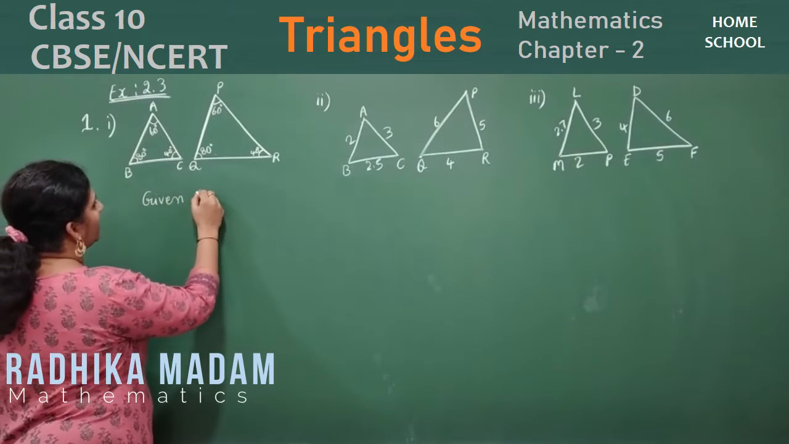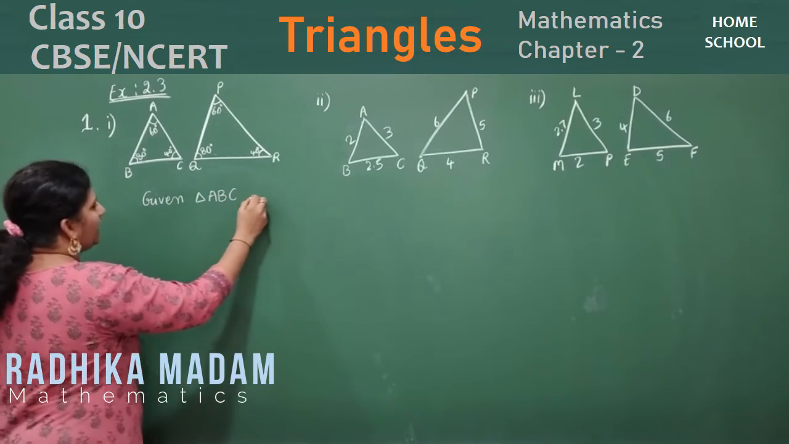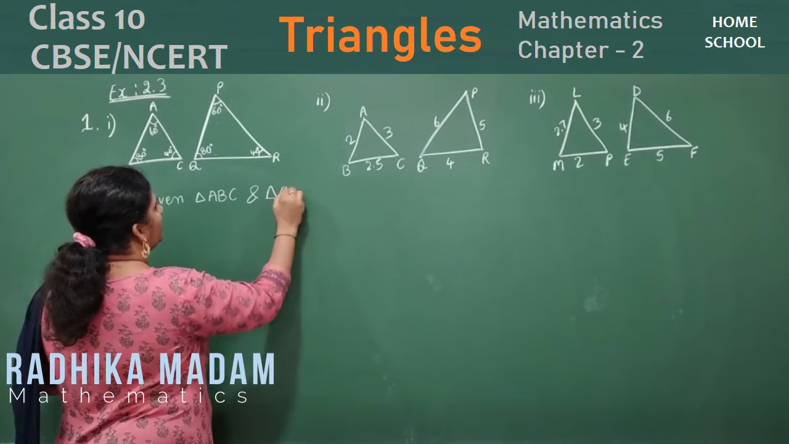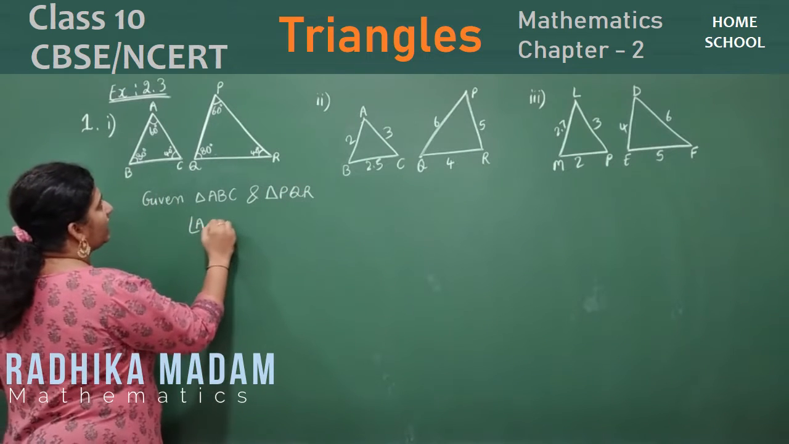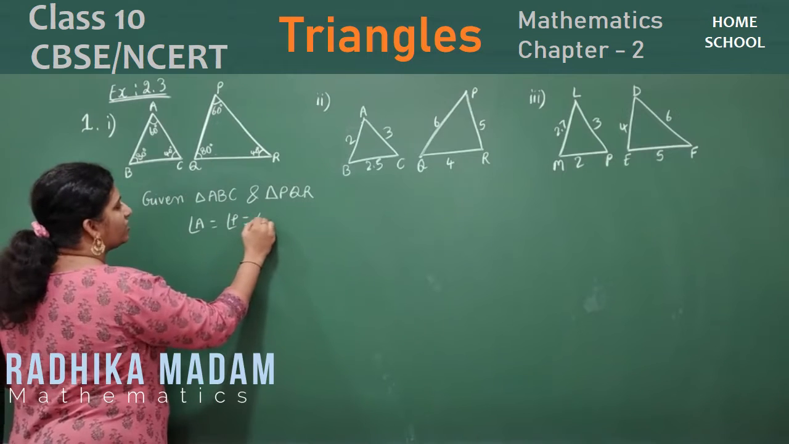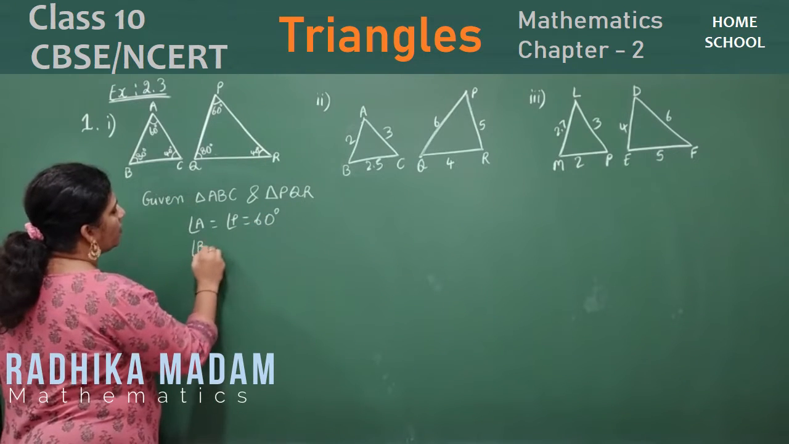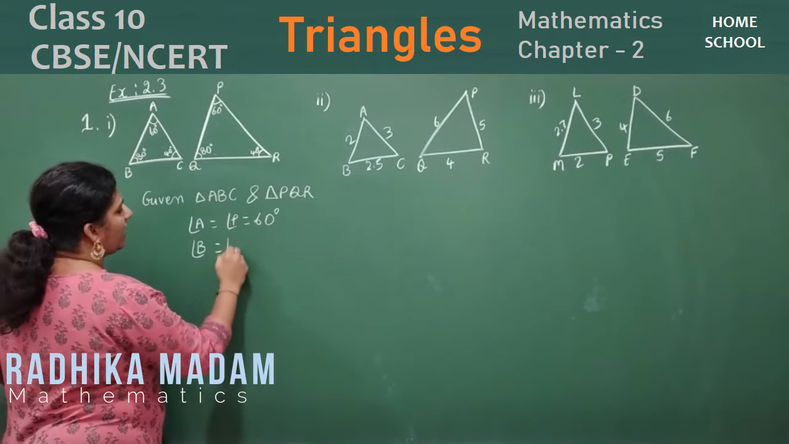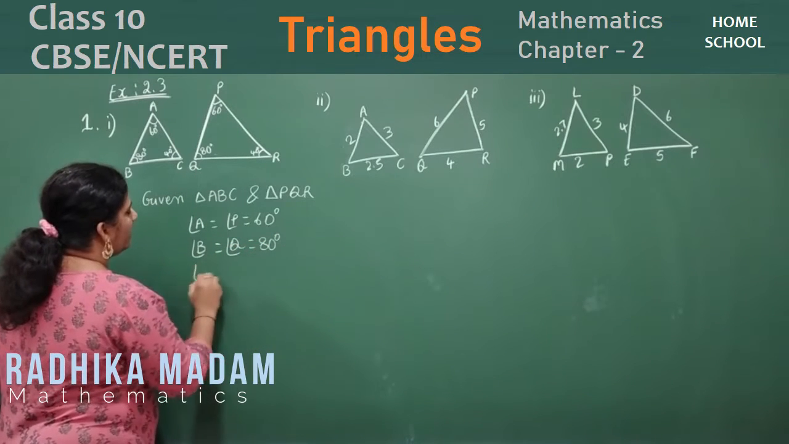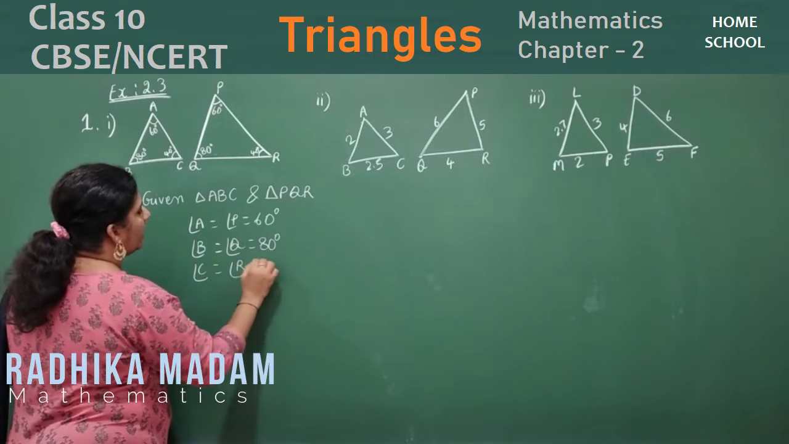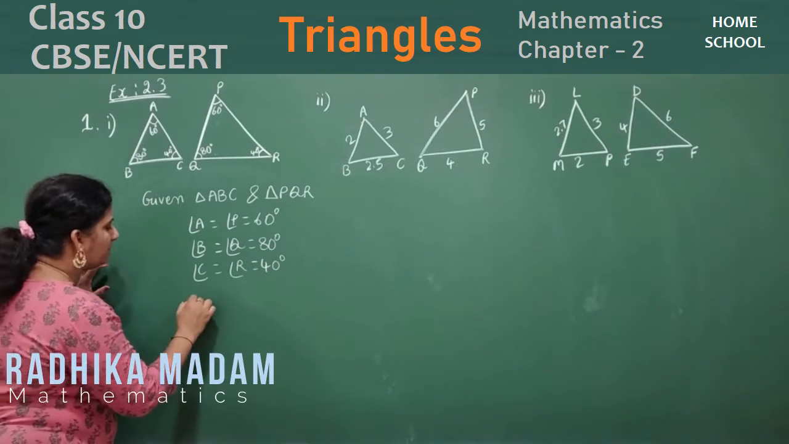Given in triangle ABC and triangle PQR. What you can say, children? Angle A is equal to angle P is equal to 60 degree. And corresponding, are they corresponding or not? Angle B is equal to angle Q is equal to 80 degree. Angle C is equal to angle R is equal to 40 degree. So what you can say?